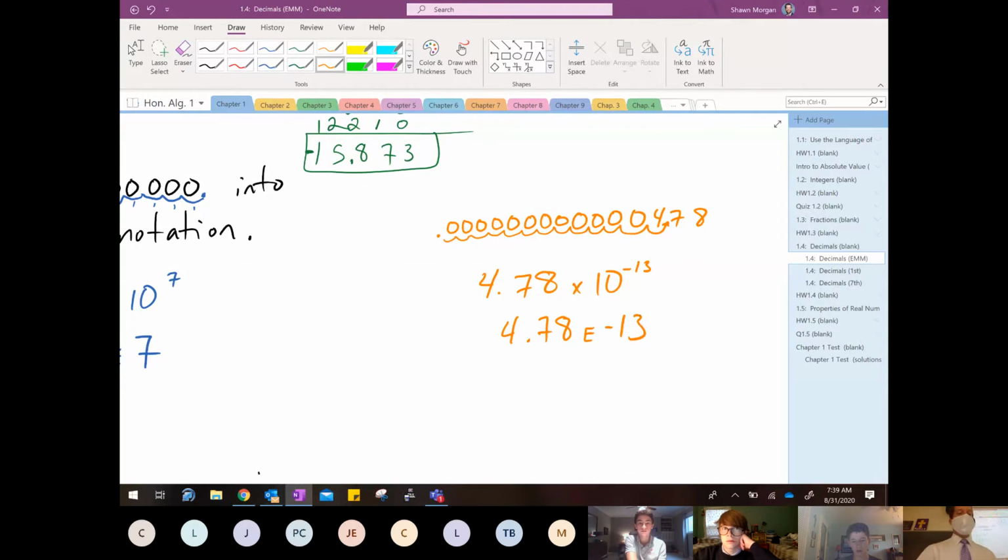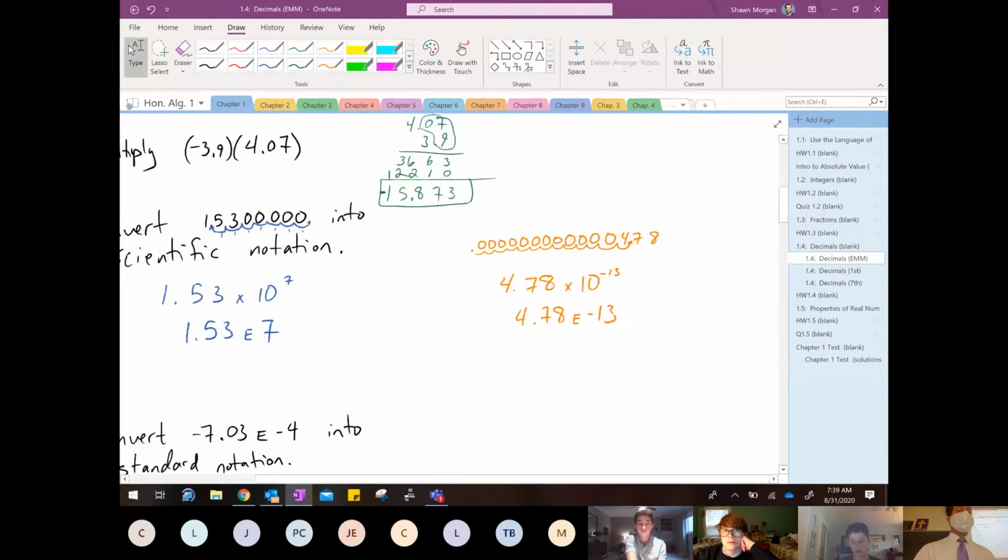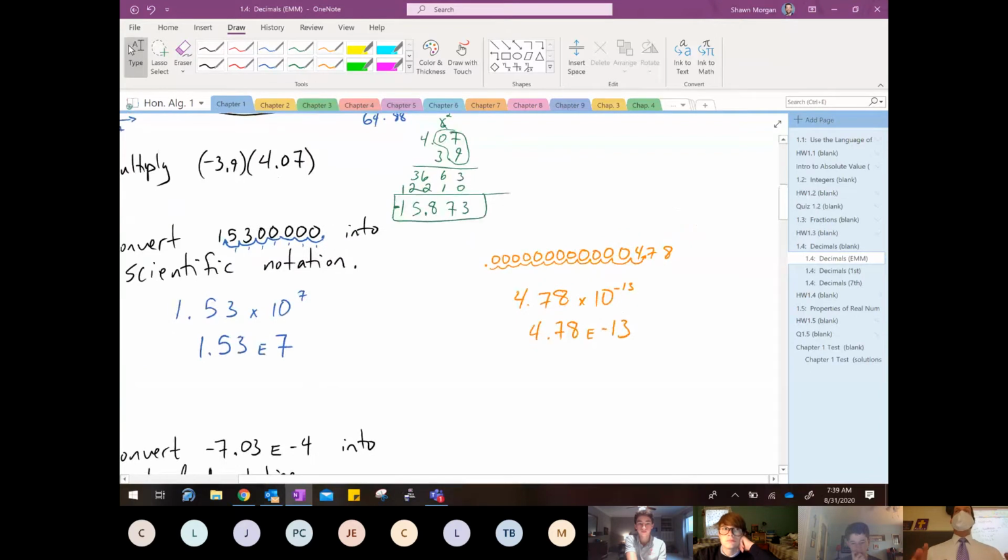So I taught you now how to convert a big number to scientific notation like I did in blue, and a little number in scientific notation like I did in orange. Questions?